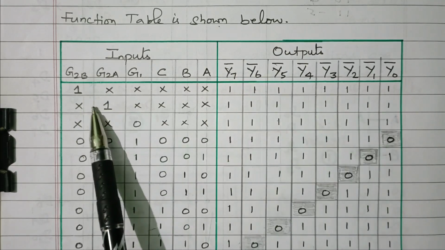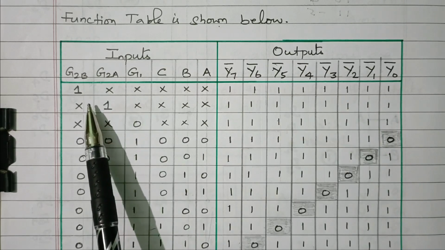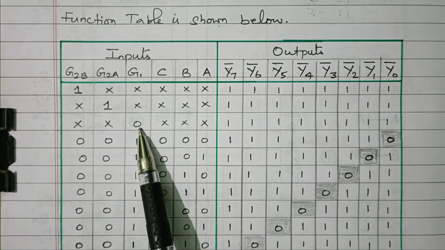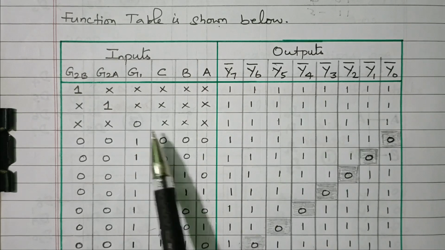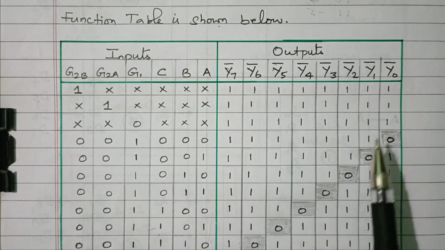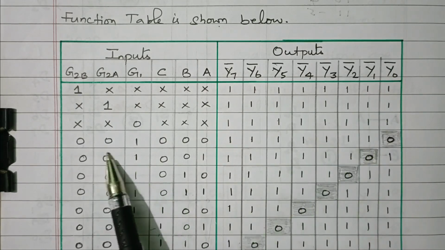Whatever the other inputs may be, if these enable inputs are 0, we will get 0, and because of the inverter, we are getting 1. Here it is active low, so 0 means we would get 0, but because of the complement we are getting 1. Right? All are inverted. Now we will see the other combinations.